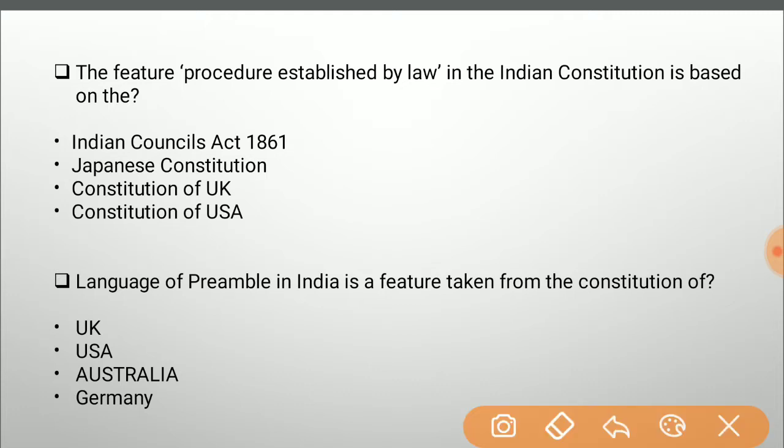So the options are UK, no, we got the parliamentary system from over there. USA, the federal form of government. Germany, the emergency power provision. Australia. Now Australia has already given us the feature of concurrent list, but it has also given us the language of our preamble. That feature has been borrowed from Australia.